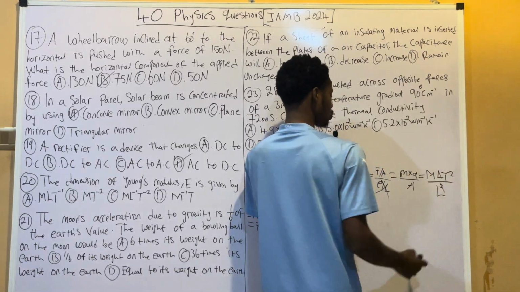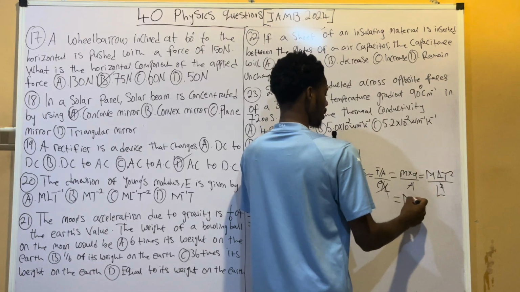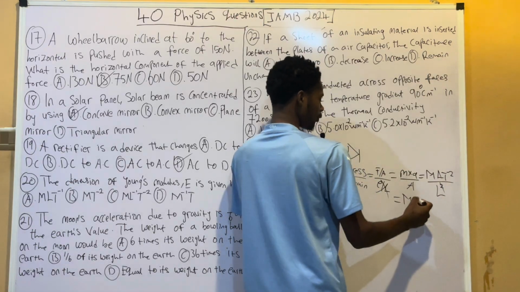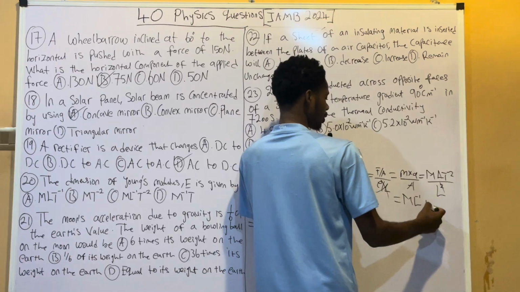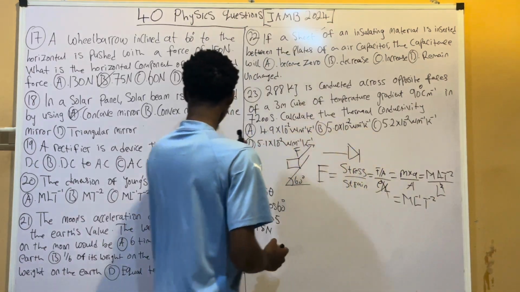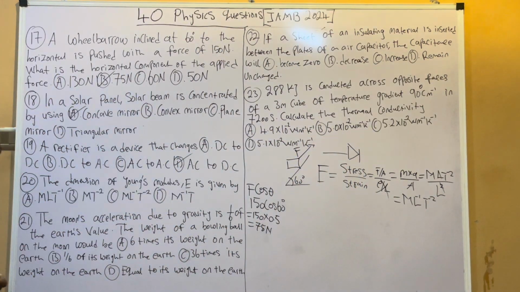Now one L can cancel out one L. We're now left with M. This L can go to the top, giving us L^-1. And initially we have T^-2, which means the dimensional quantity for Young modulus is ML^-1T^-2, and that is option C. Okay, now look at this question 21.